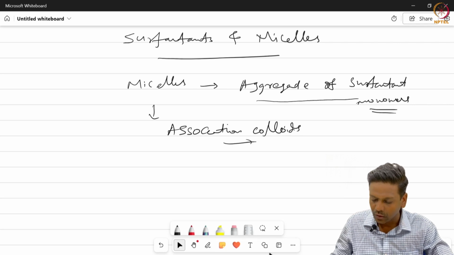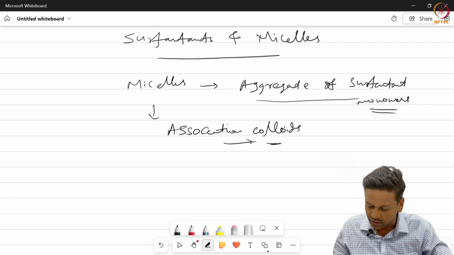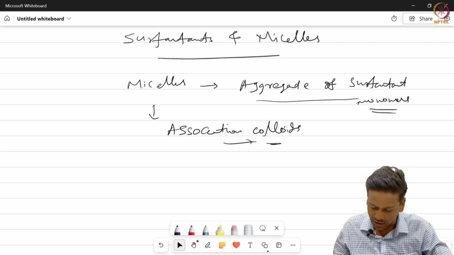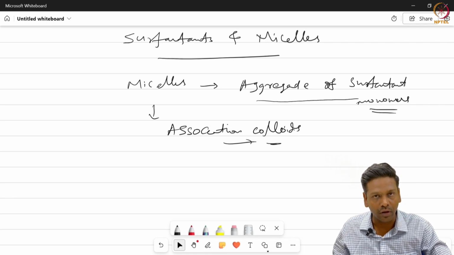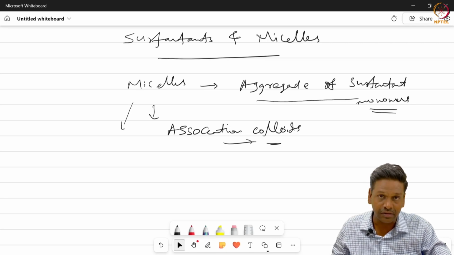Why this is also referred to as colloid is because the size of the micelle usually ranges up to a few hundred nanometers. Because of that characteristic, people also call micelles association colloids. Micelles can also be treated as colloids.